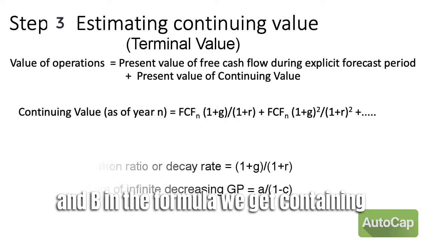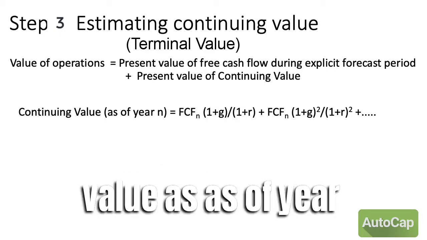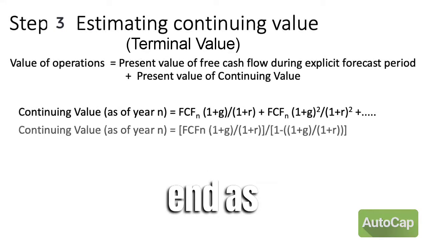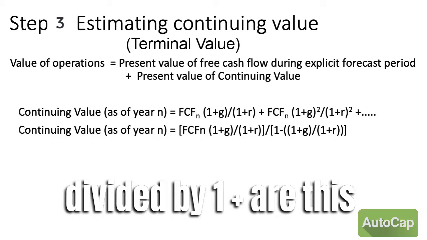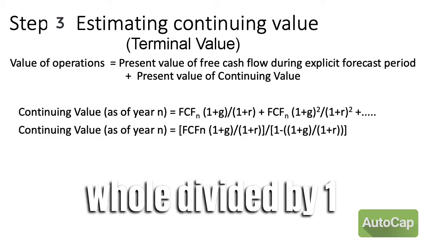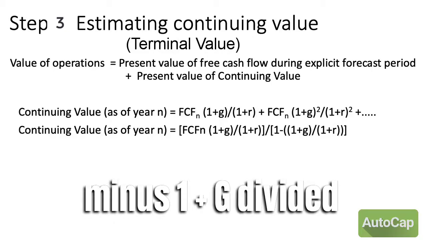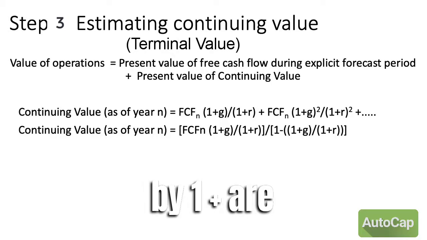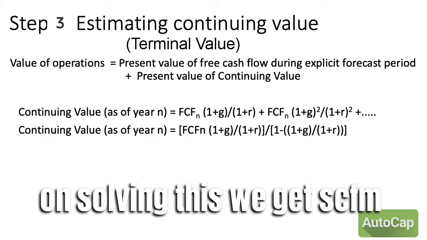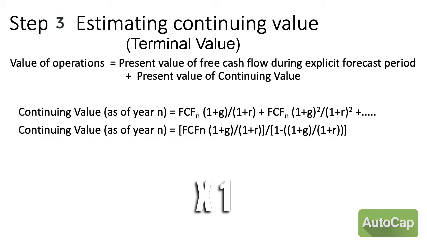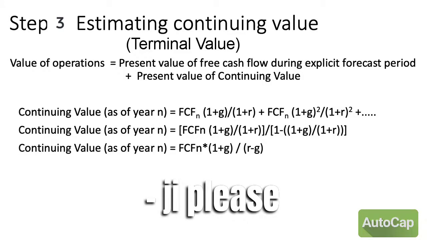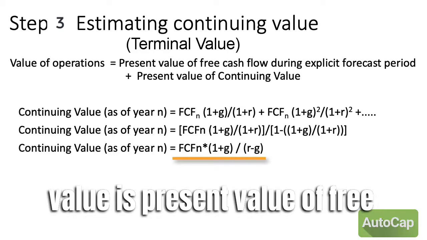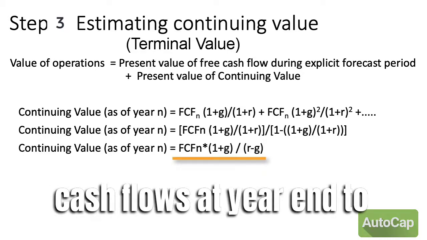and on substituting the values of A and C in the formula, we get continuing value as of year n as FCFn multiplied by (1 plus g) divided by (1 plus r), this whole divided by 1 minus (1 plus g) divided by (1 plus r). On solving this, we get FCFn multiplied by (1 plus g) divided by (r minus g). Please note that this continuing value is the present value of free cash flows at year n.